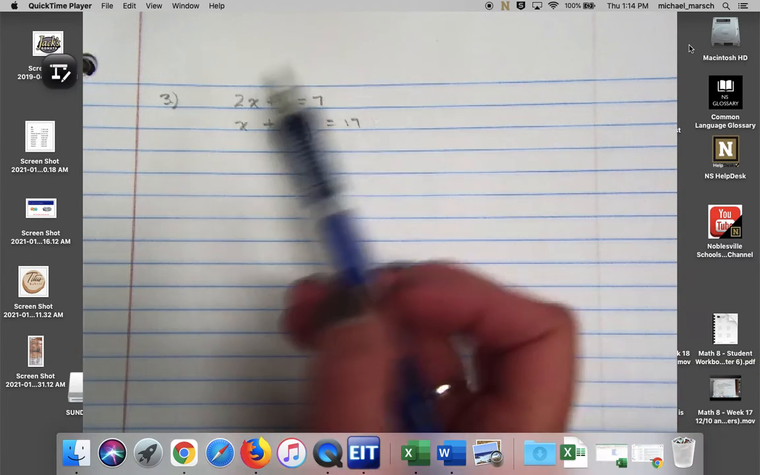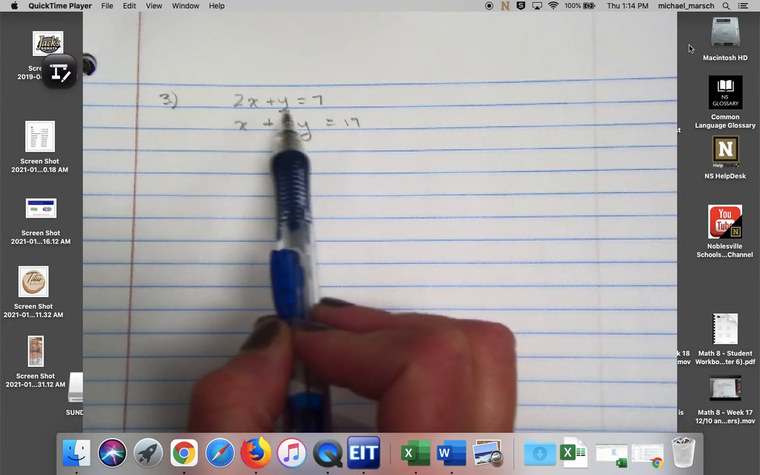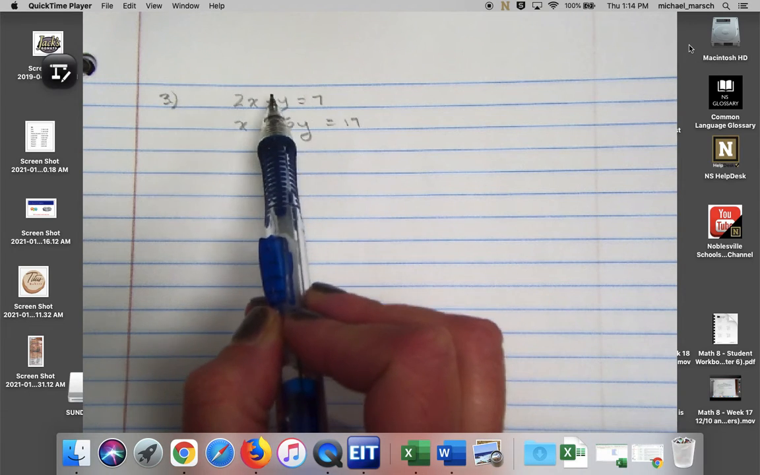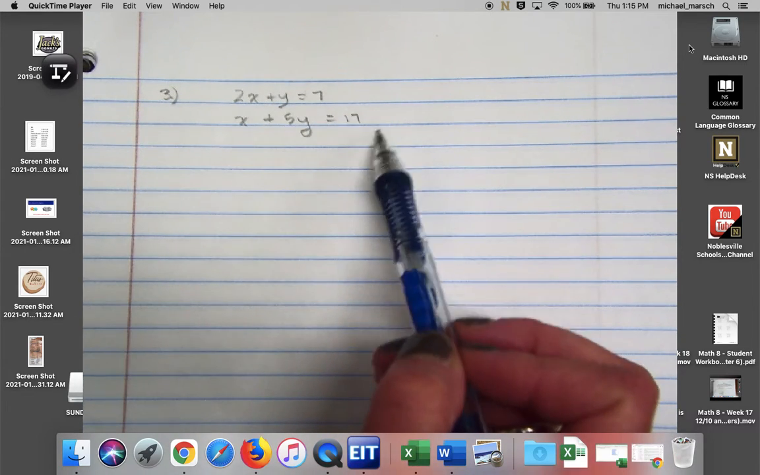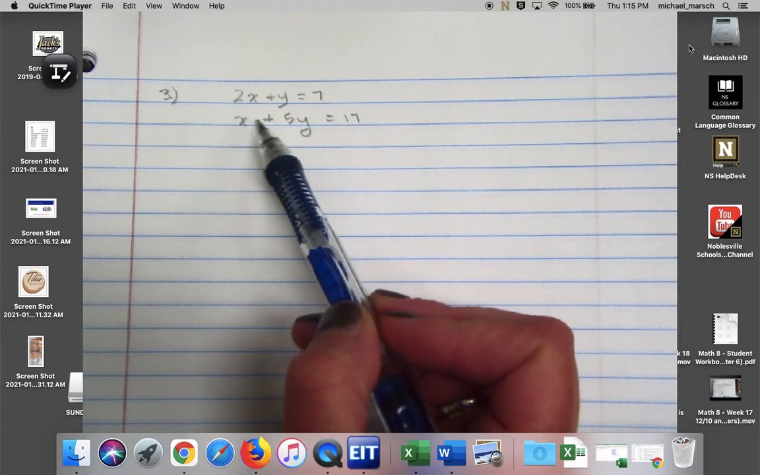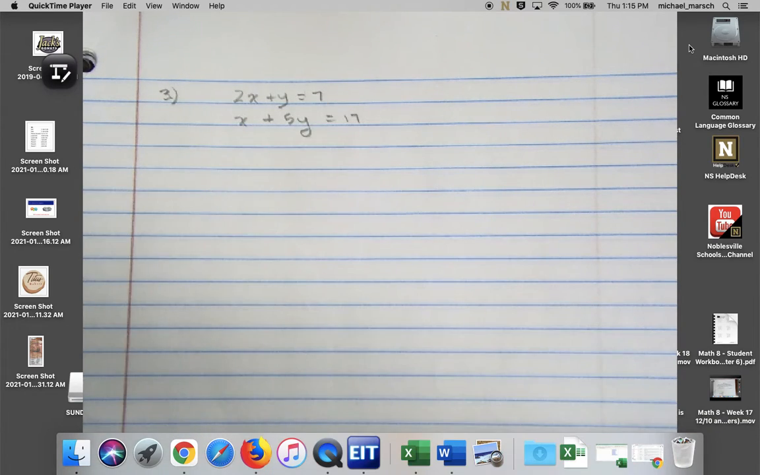I could multiply this top equation by negative 5, right? And then my y's would cancel. But I have to multiply everything by that negative 5. Or I could multiply the bottom equation by negative 2, and that would make my x's cancel. And then I would just have the y's left. I don't care which way you do it. You just have to pick one, solve for that variable, and then substitute back in to find the other variable. Okay? So I'll show you which one I would choose.